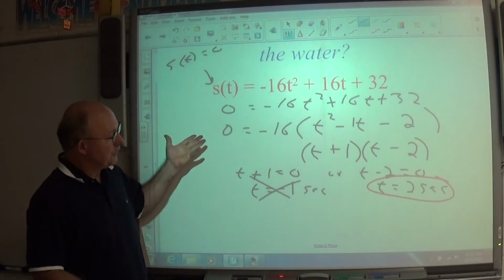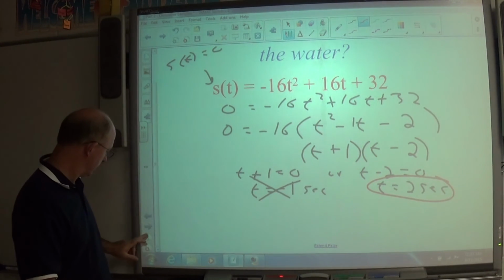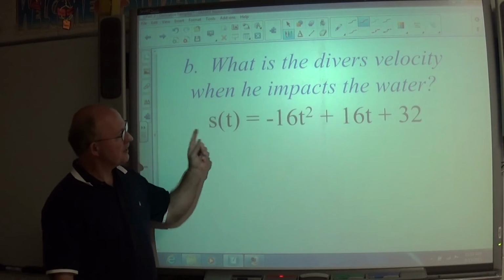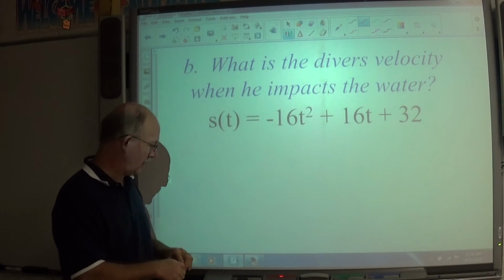All right, so that's the first part of our problem. We've figured out when the diver hits the water. Okay, next. What's the diver's velocity when he impacts the water?